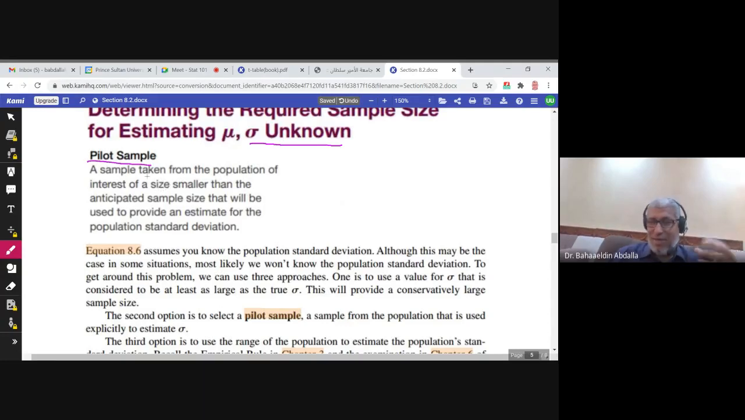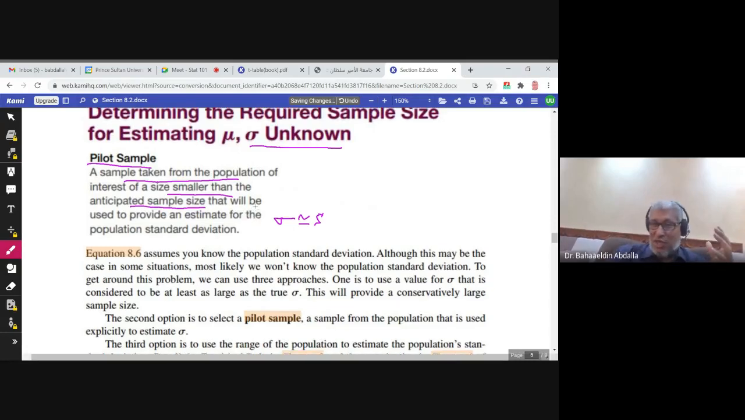What is a pilot sample? You take a sample from the population. Why do you take this sample? To find S, the sample standard deviation, because you need to estimate sigma. Sigma is not there. I can estimate sigma by S because sigma is approximately S. This is my best estimate for sigma. So I choose a pilot sample taken from the population of interest, of size smaller than the anticipated sample size.